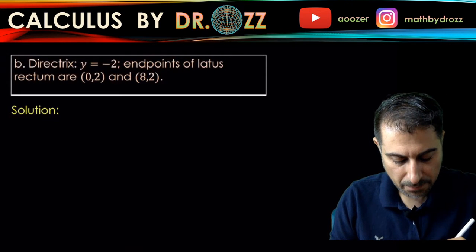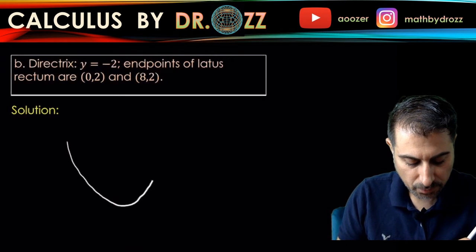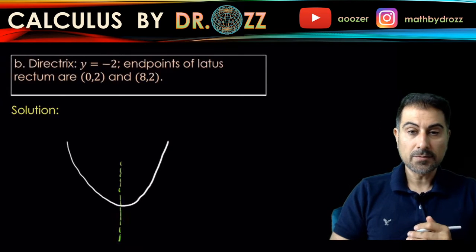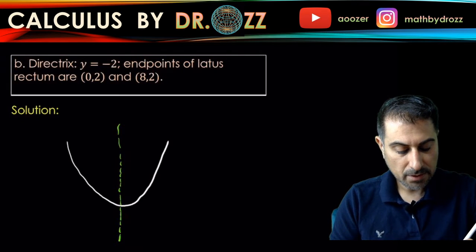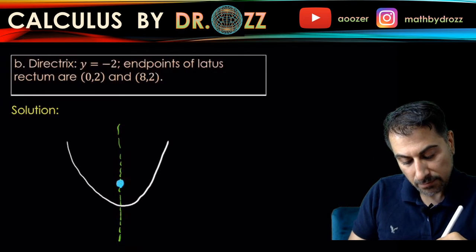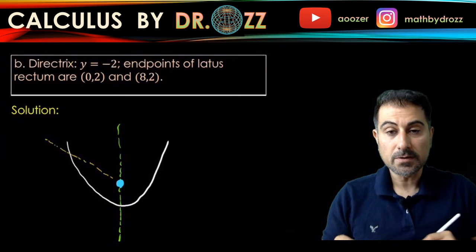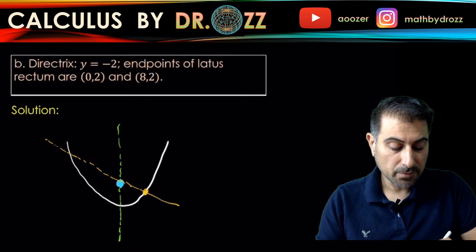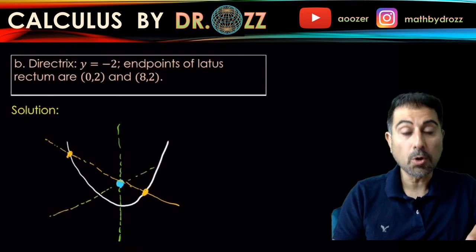Let's say we have a hypothetical parabola whose major axis is vertical. We have many lines passing through the focus of the parabola. Let's say the focus is located here. I can have a line passing through the focus and intersecting the parabola at two different points, and I can have another one passing through the focus and intersecting the curve. And these are called focal chords.